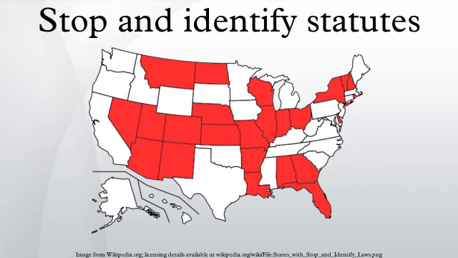Stop and identify statutes are laws in the United States that authorize police to detain persons and request such persons to identify themselves, and arrest them if they do not. The Fourth Amendment to the United States Constitution is the part of the Bill of Rights that prohibits unreasonable searches and seizures and requires any warrant to be judicially sanctioned and supported by probable cause.